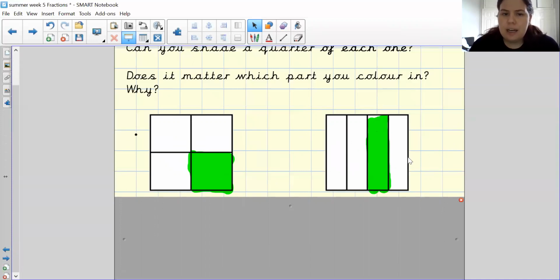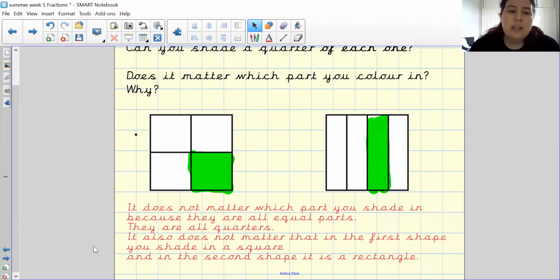And as you can see, I have done it in any position. It doesn't matter what piece you colour because each of the pieces are all equal. As long as you coloured only one piece, then that means you have coloured 1/4. So let's reveal. So it doesn't matter which part you shaded in, as I've said, because they're all equal parts. They are all quarters. It also does not matter that in the first shape you shaded in a square and in the second shape you shaded in a rectangle. So well done if you solved it at home.